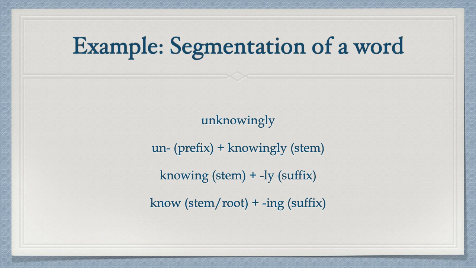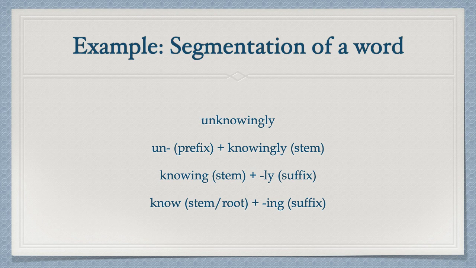Here is an example, unknowingly. This is the larger word, unknowingly. And you know quite well that it can be broken down into 4 morphemes: un plus know plus ing plus ly. Now, how does this combination happen?